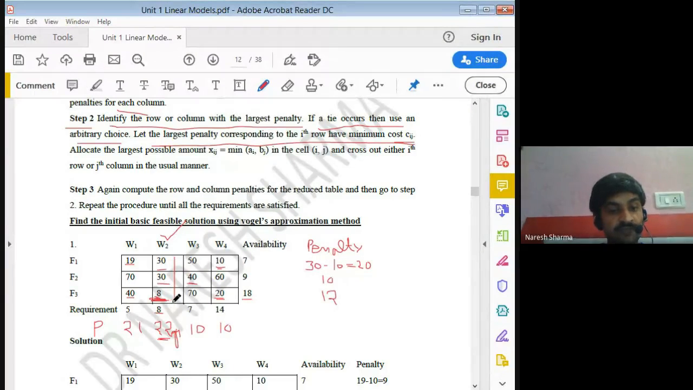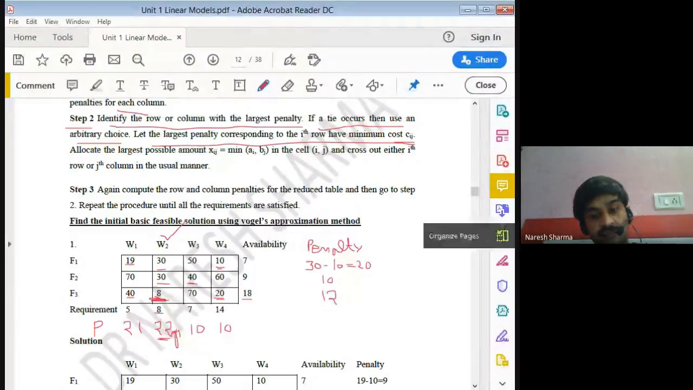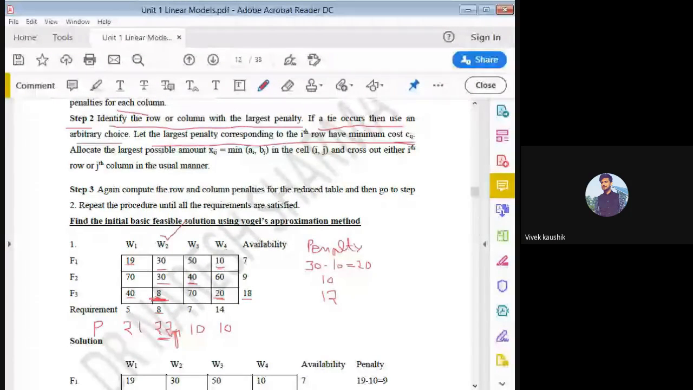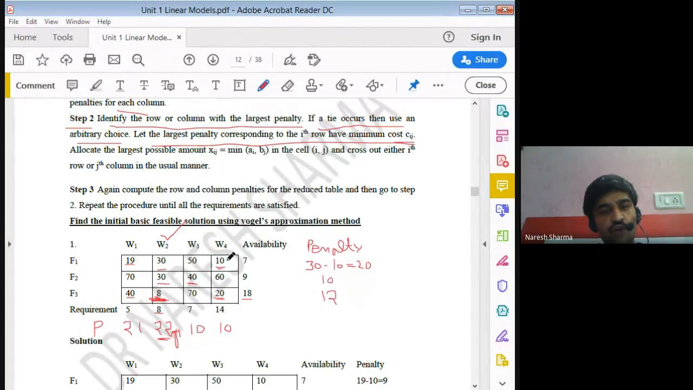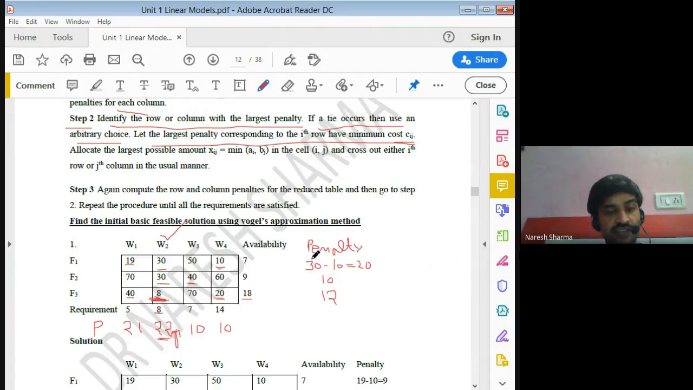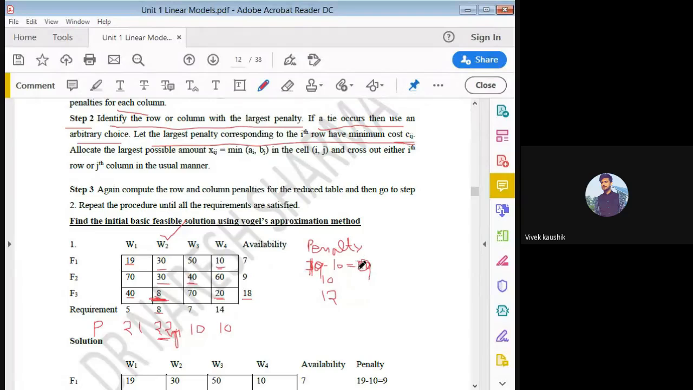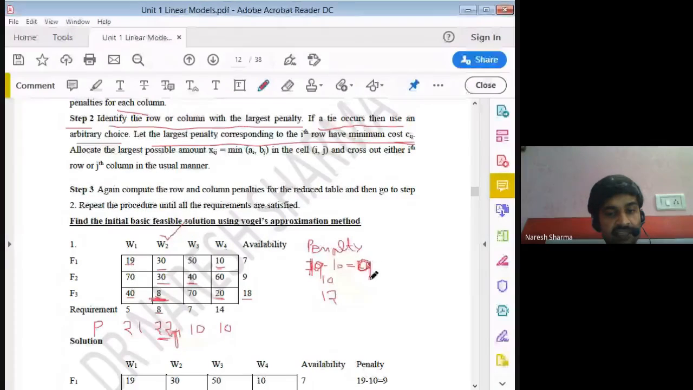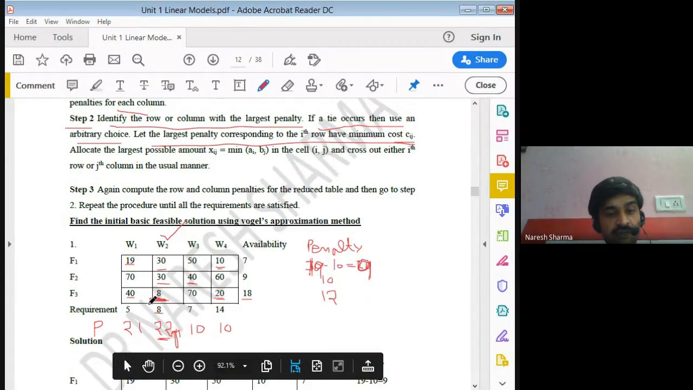Sir, in the first row we have to choose the two lowest, right? First thing, in each row you choose two minimum values and subtract them. But sir, it is 19 and 10, how did you take 30 and 10? Sorry, it is 19 and 10, so it is 9 only. Sorry for that. It's okay. In the second row, 30 minus 40 is 10. 20 minus 8 is 12.